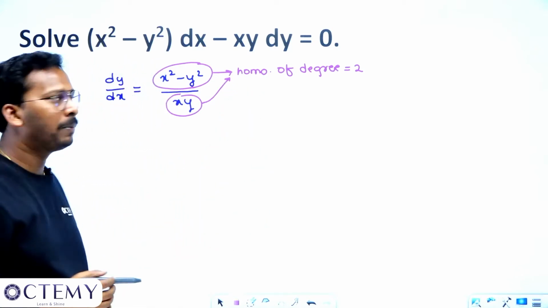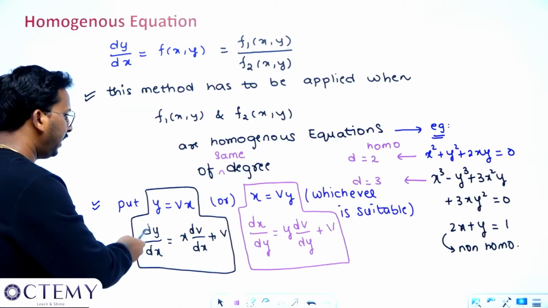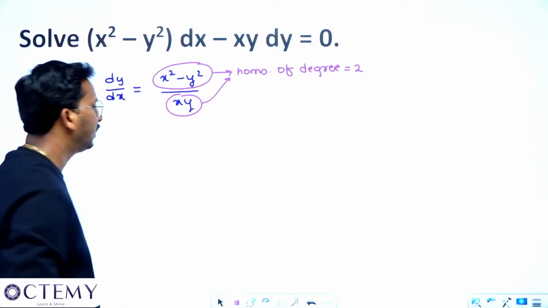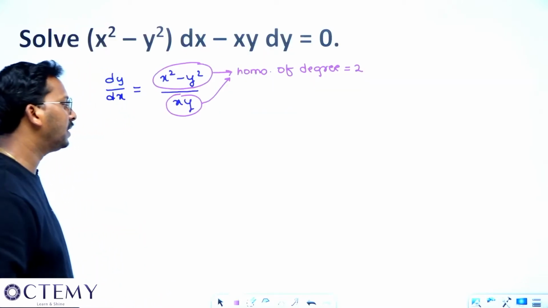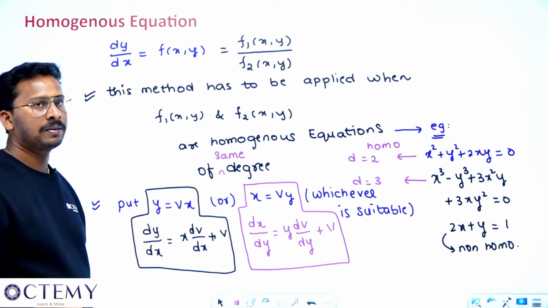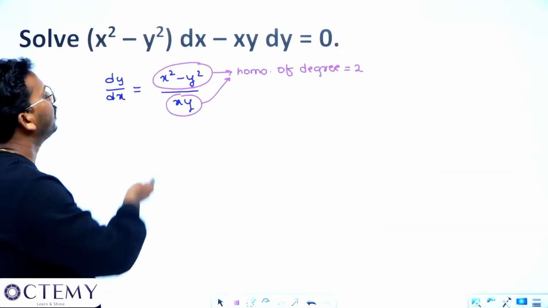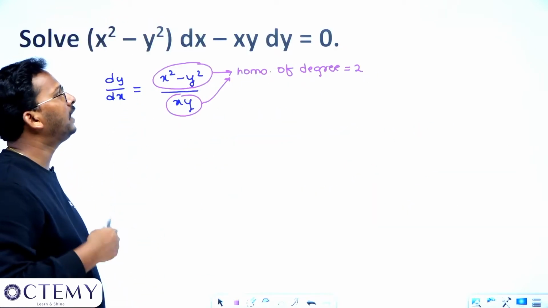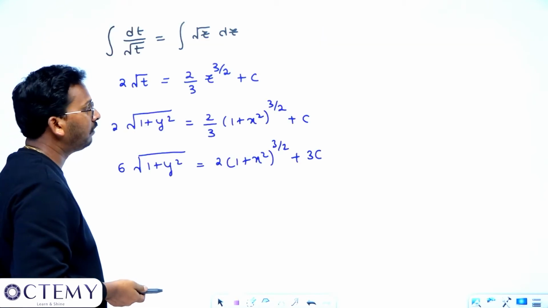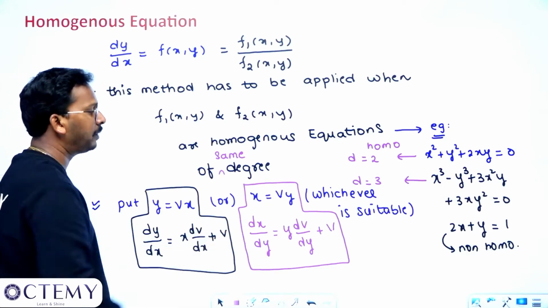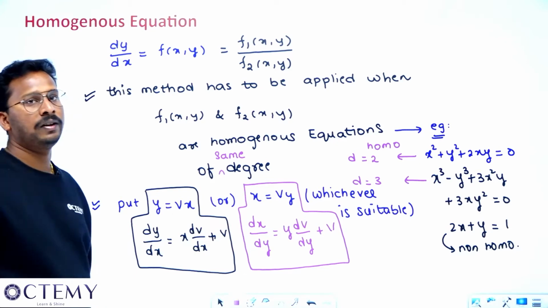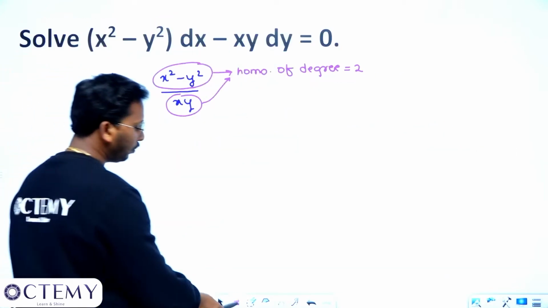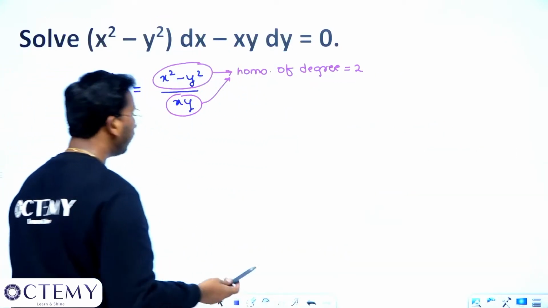So the method can be applied, and since we have dy by dx, that means we'll put y is equal to vx. If you have replaced it as dx by dy, instead of using dy by dx, then what you would have done, sir? Then you put x is equal to vy, right? Whichever is suitable, you can do that, sir. Generally, we will take it as dy by dx only.